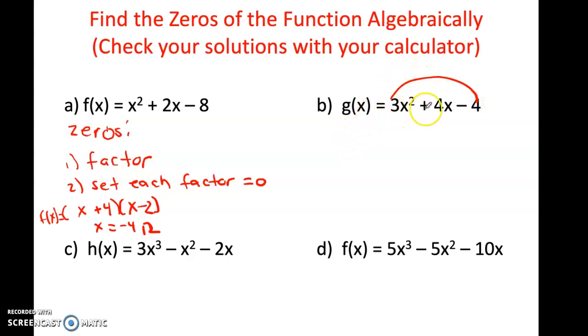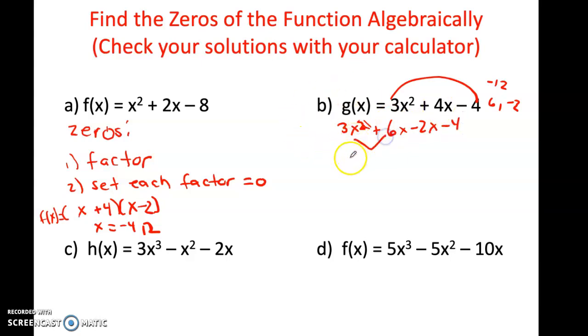Here's AC method. So we want to find two numbers that multiply to equal -12 and add to equal 4. So we're going to have 6 and -2. So we're going to rewrite. This is good practice of AC because you will be needing to know this both for the SAT and for pre-calc next year. So again, this is just the AC method that you learned in Algebra 1 and we reviewed again this year.